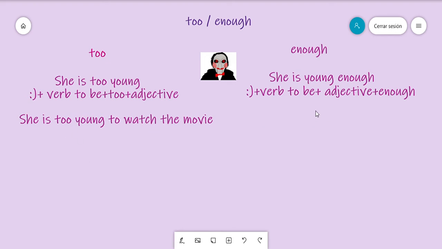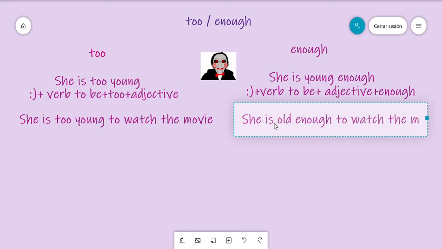Okay? So, in the case of enough, you have to follow the same rule. You have to write the same structure that you had previously, and after that you add the verb in infinitive. For example, you can say she is young enough, or old enough in this case, because obviously we are trying to explain that the person is mature enough to watch it. So for that reason, we write the opposite. She is old enough to watch the movie.